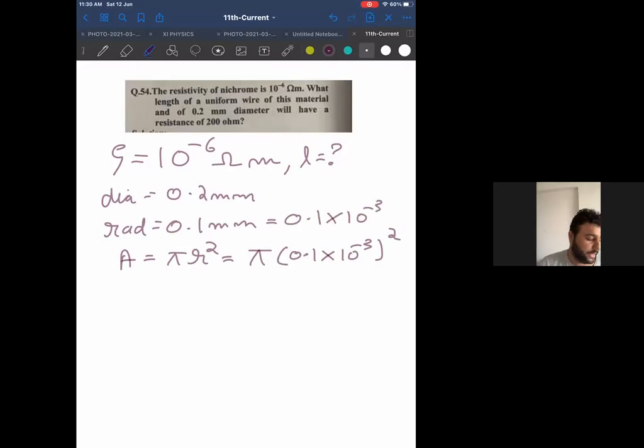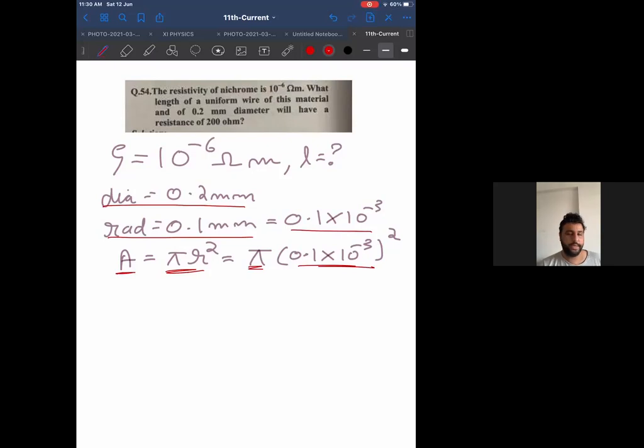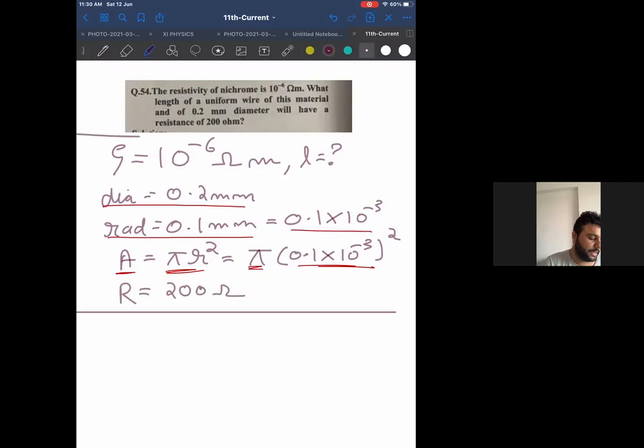Therefore, look at the data again. They have given diameter. From the diameter, I got radius. That radius I converted into SI unit. And why do I need radius? Because area is pi r square. Therefore, from the diameter, I got the area. You can directly get the area from the diameter also, but I converted first into radius and then got the area. And they have also given me the value for resistance as 200 ohm. This is the complete data that they have given me.